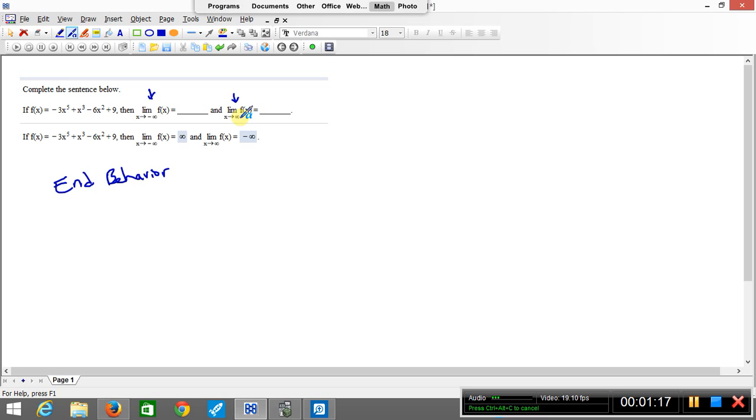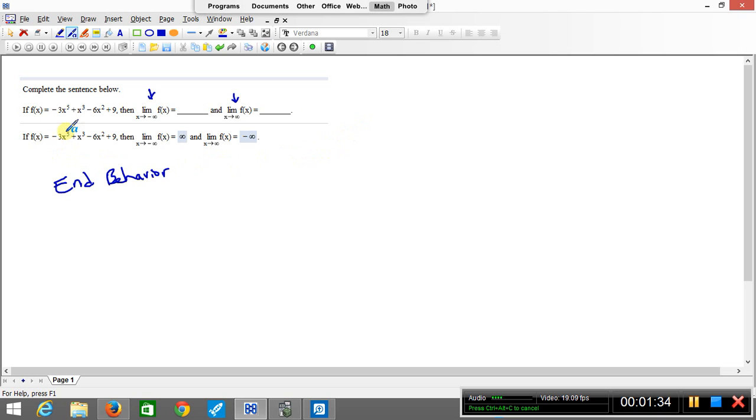And then this other one here where it says what's the limit of f of x as x goes toward positive infinity, that basically means what is the function doing on the right hand side of the graph as x goes towards positive infinity. Is the graph going up towards positive infinity or going down towards negative infinity?